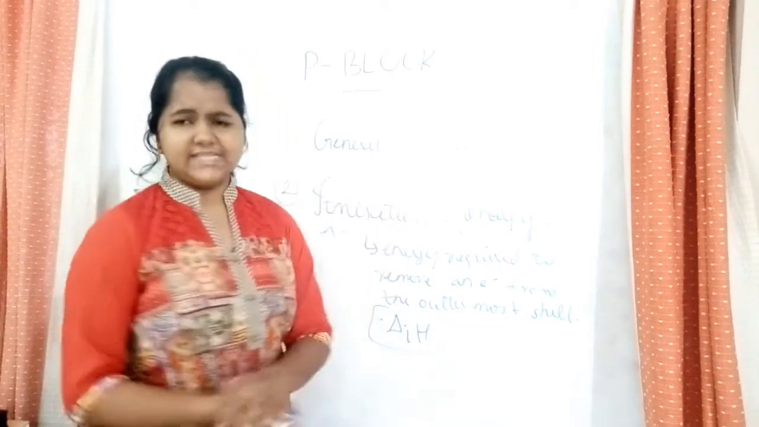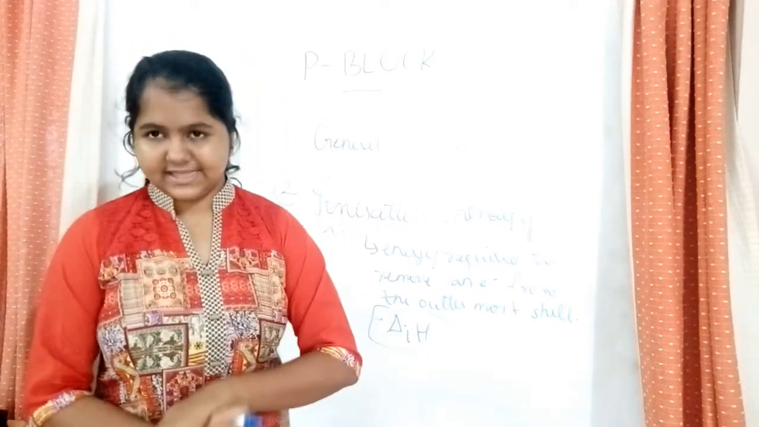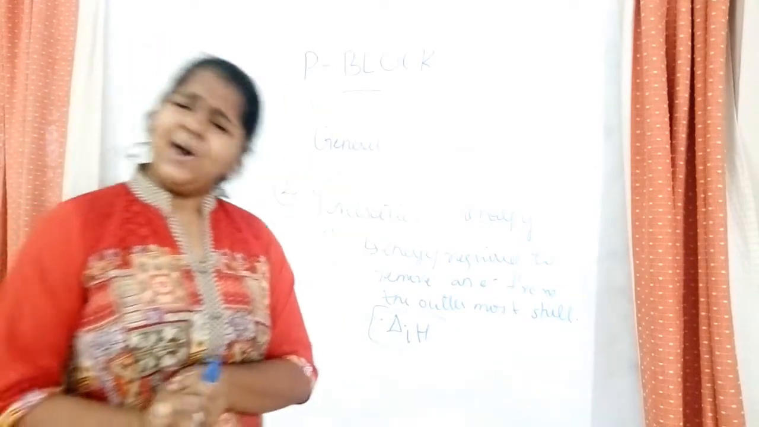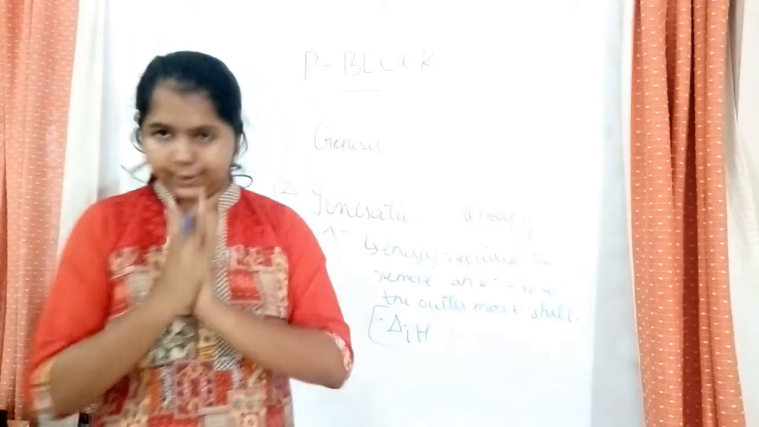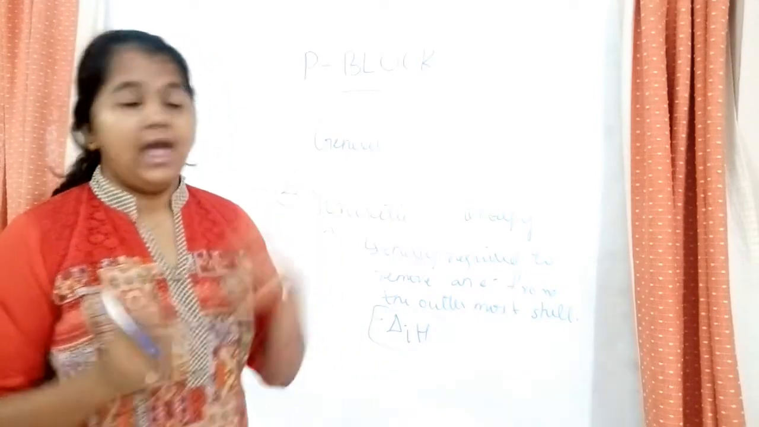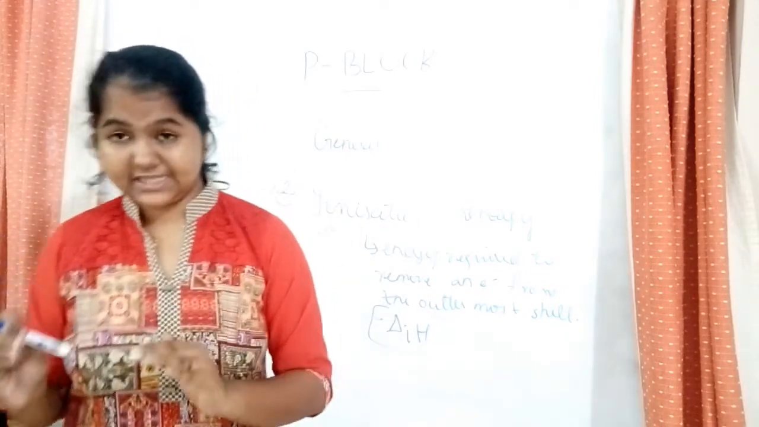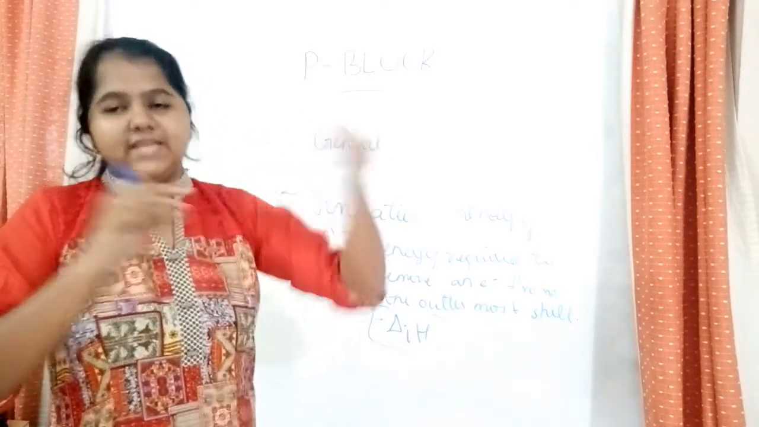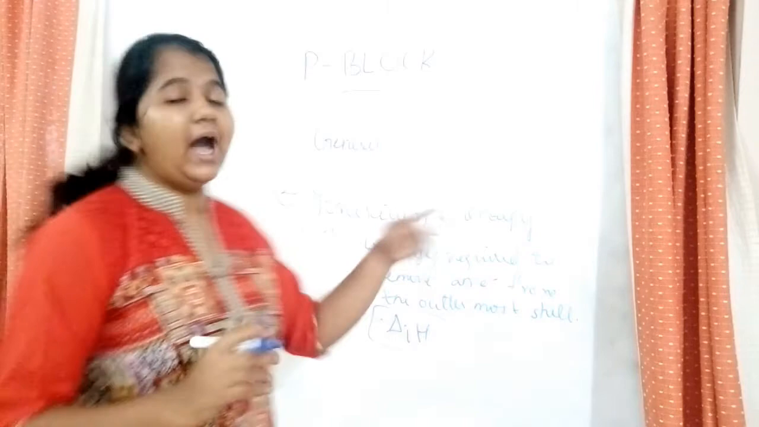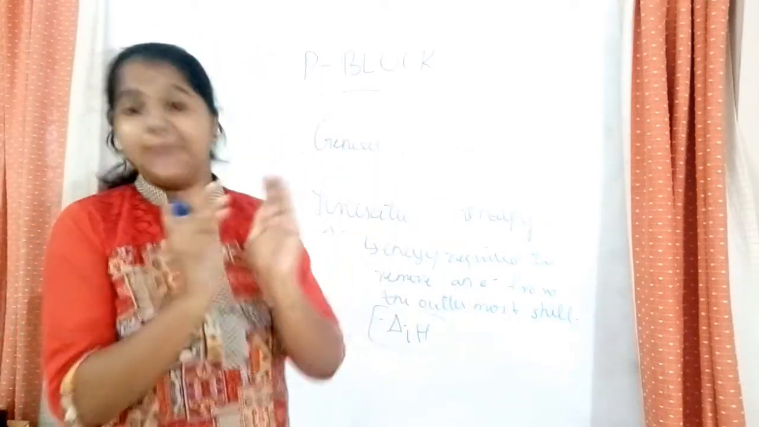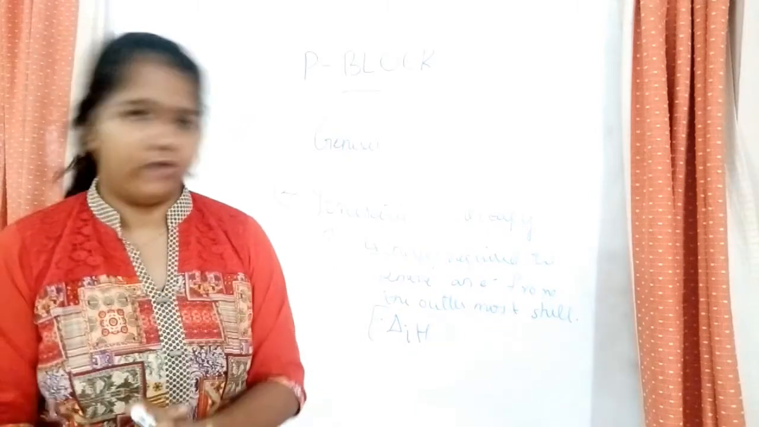So let's see. Ionization enthalpy is the removal of an electron from the outermost shell. How easy would that be? According to the easiness, what happens? As ionization enthalpy increases, the ease to remove that electron decreases. So I told you that our elements are having stable configuration.